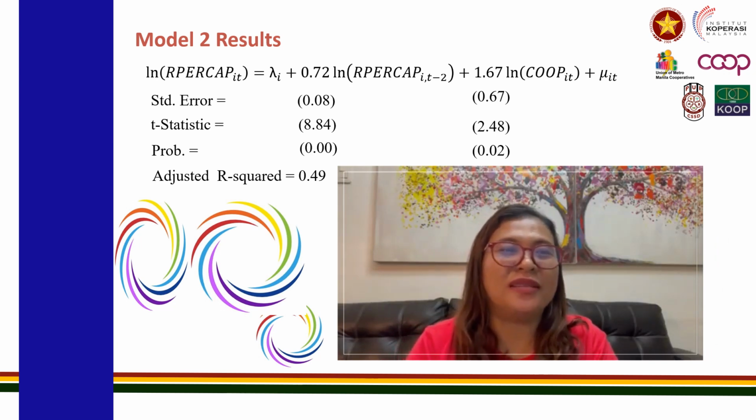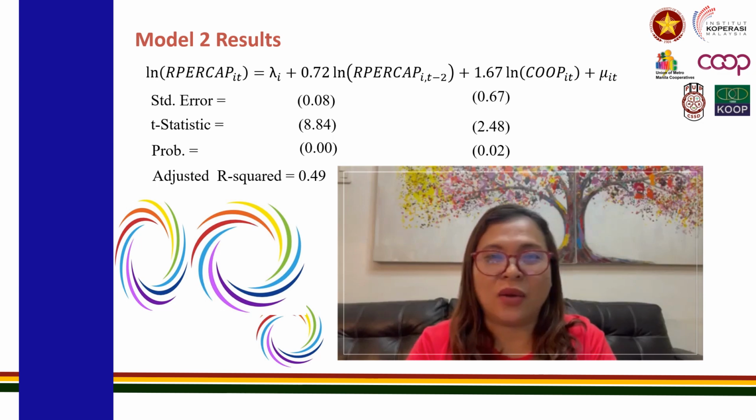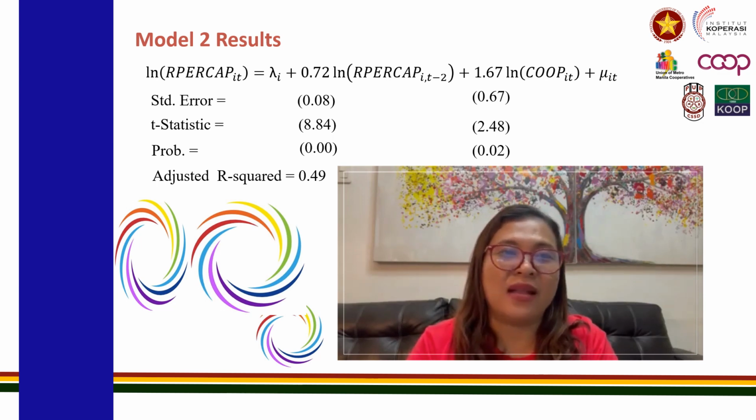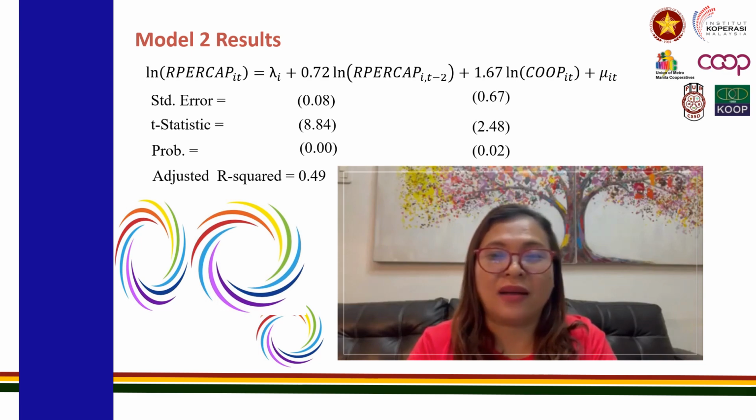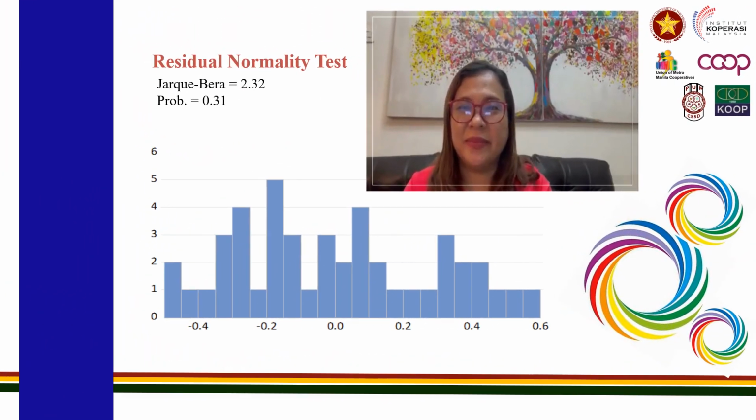For Model 2 results, co-op shows a significant impact on regional per capita. That is, the 1.67 coefficient has a T statistic value of 2.48, which is significant at the 0.05 level. Residual normality tests: under the null hypothesis of a normal distribution, the Jarque-Bera statistic of 2.32 with a probability value of 0.31 concludes acceptance of the null hypothesis of normal distribution of the residual.